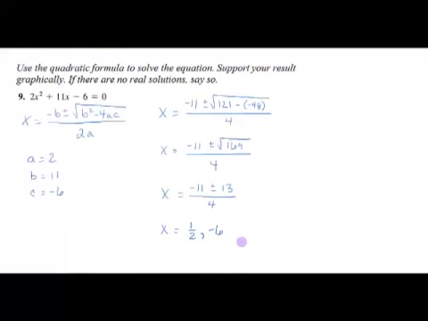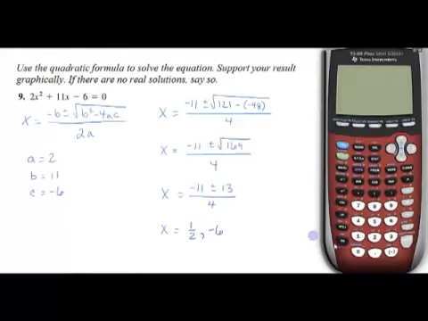Now we'll go ahead and confirm this graphically. Go ahead and turn on the calculator. We'll go to the y equals equation editor and put the left side of this equation in for y1.